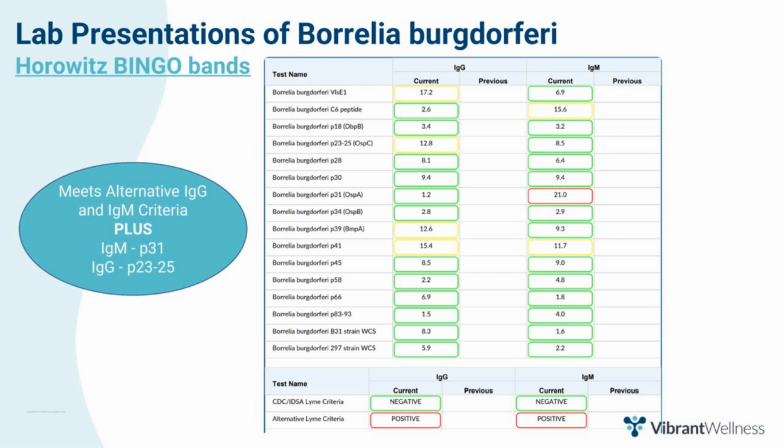So it might look like this. This person is positive for both IgM and IgG. The things that really stick out to me, in addition to them being positive, is also this band 31 that's high. That is highly specific for Lyme. And then we also have their 23-25, which is above the control. It's in the moderate for IgG. So in addition to meeting the criteria for IgM and IgG, we also have highly specific bingo bands.